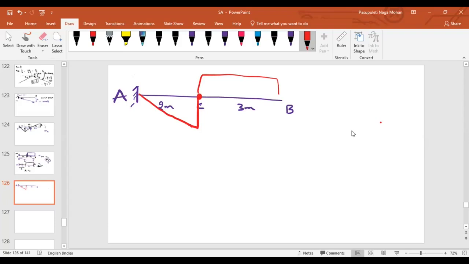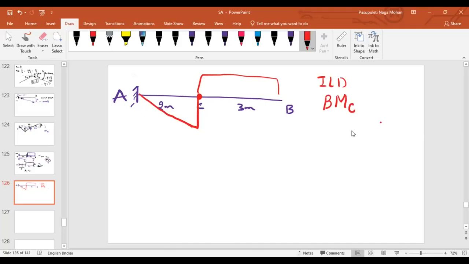By looking at this diagram, one thing we can say. At point C, what are we drawing? Bending moment at C, right? ILD for bending moment. Look at joint A. What is the support there? It is a fixed support, sir. What is the rotation then? Zero rotation.